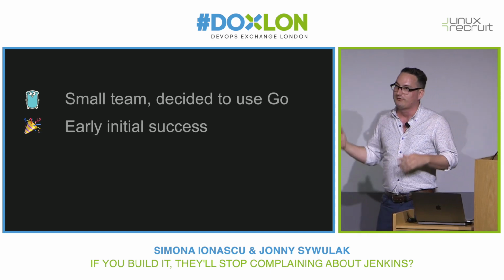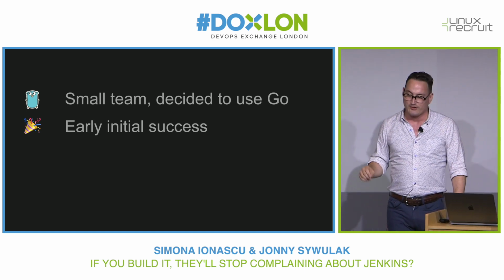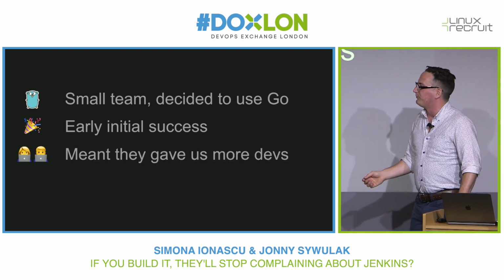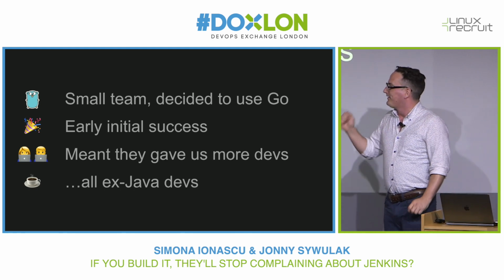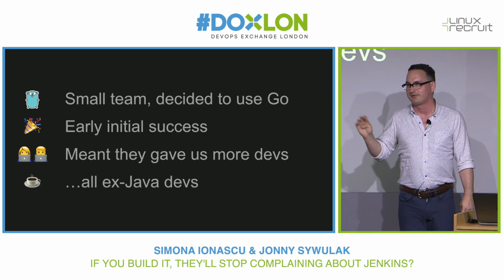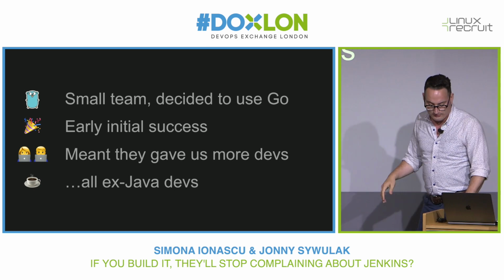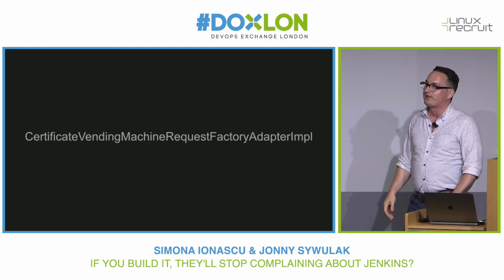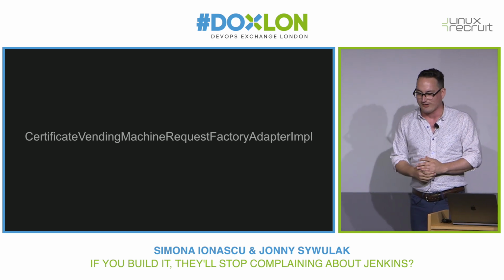We had a lot of early success, which for some reason management thought meant they should give us more developers. And for some reason they gave us all ex-Java developers. So we had to rehash all our conversations. I actually had to rehash real reasons why we wanted to use Go, which we had as well. And then we spent a lot of time in pull requests trying to beat the Java-isms out of their Go code.